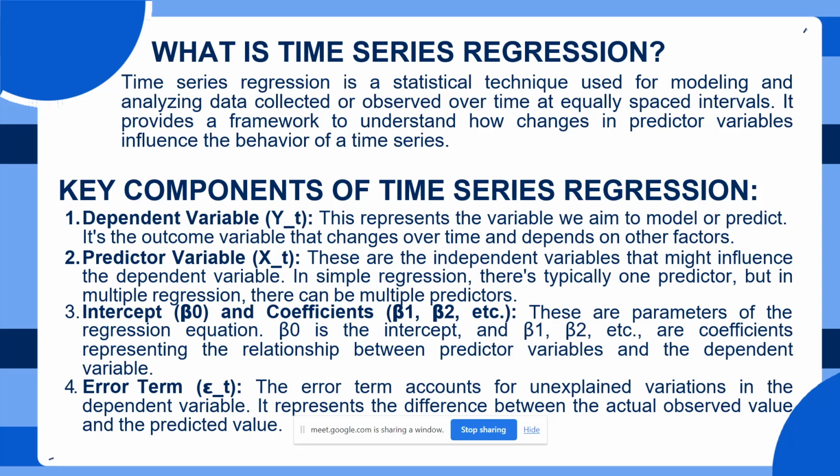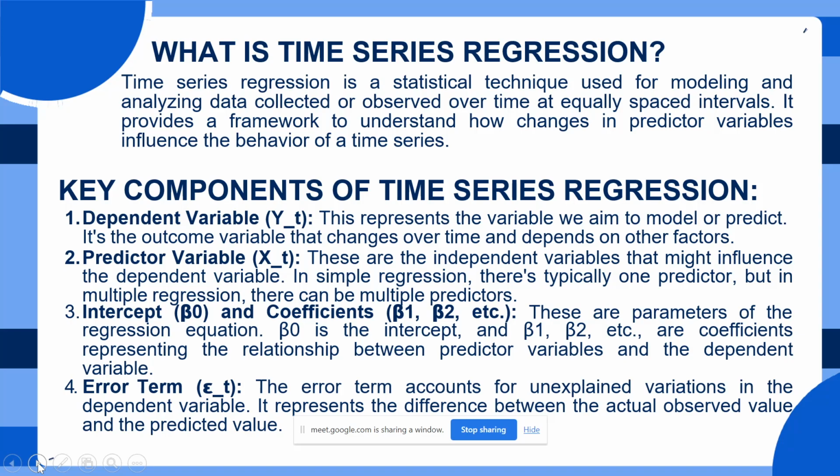And next is key components of time series regression. Dependent variable. This represents the variable we aim to model or predict, and it's the outcome variable that changes over time and depends on other factors. It is the main variable of interest in a time series regression. It is what we try to model or predict and is observed over time at different intervals.